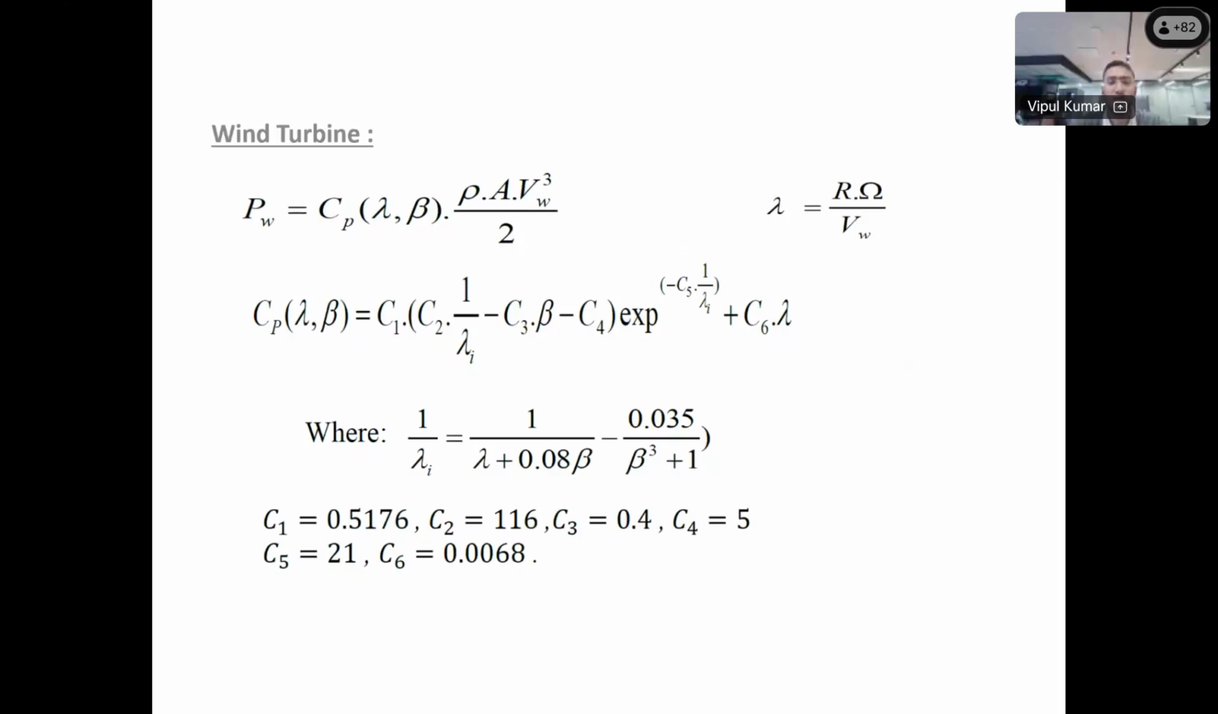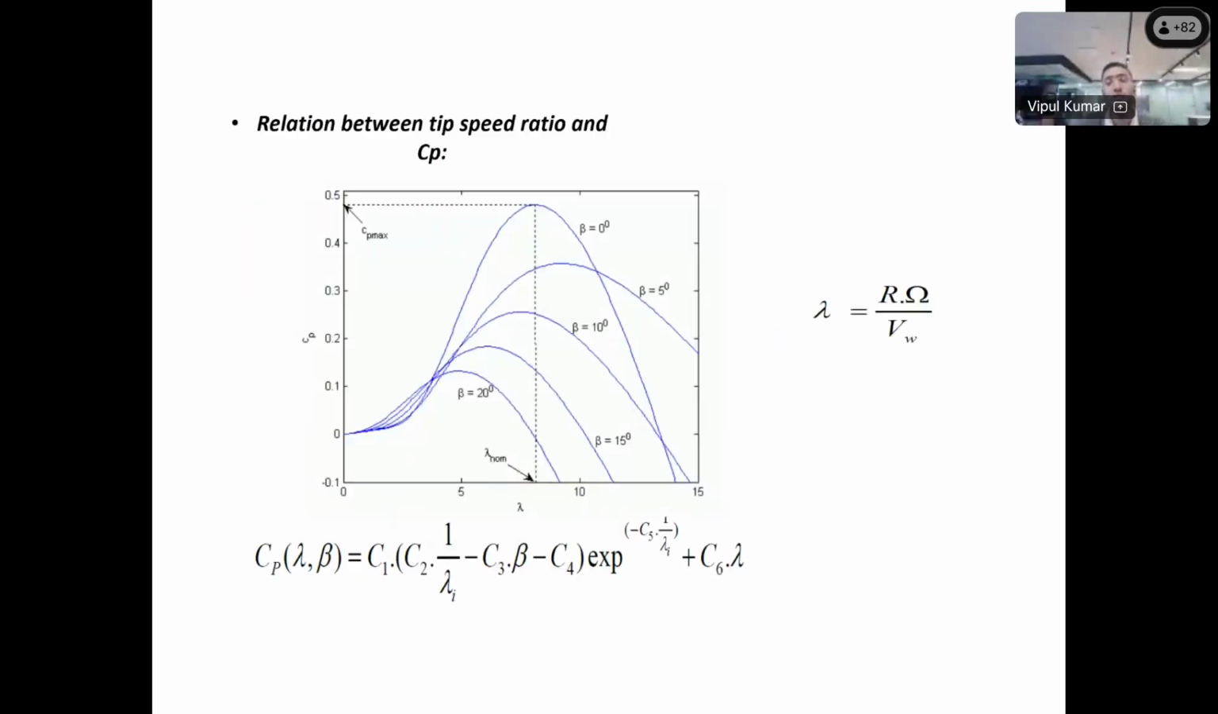So you can see C1, C2, C3, all are constants. The variable is lambda, and lambda is the tip speed ratio, and that lambda depends on r omega by v. V is the wind speed, omega is the angular speed, and r is the radius of the wind turbine. Okay, so that r is fixed, angular speed will vary, and wind speed will also vary. So at a particular wind speed, like 5 meter per second or 6 meter per second, the r and v are constant.